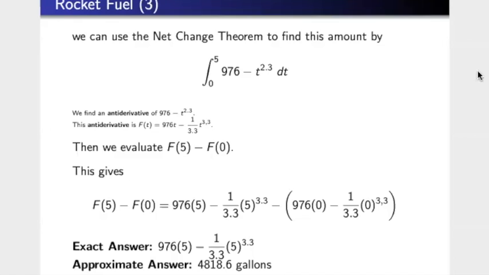power. If we use a computer or calculator to get an approximation of this number, we get that the value of this definite integral is approximately 4818.6.